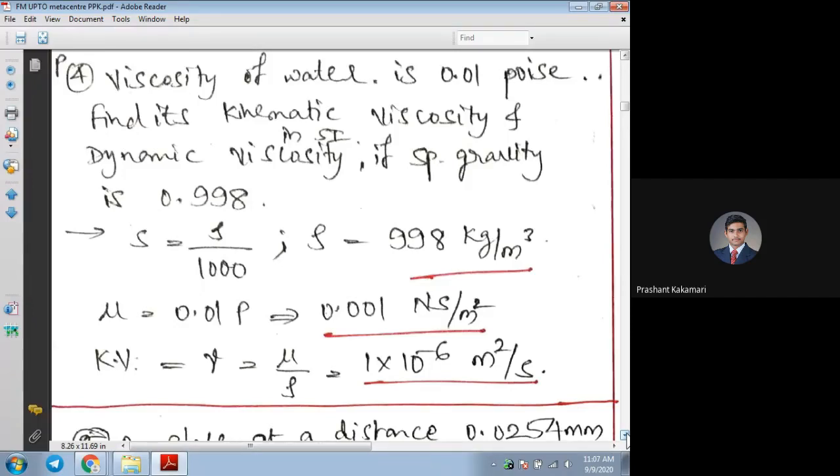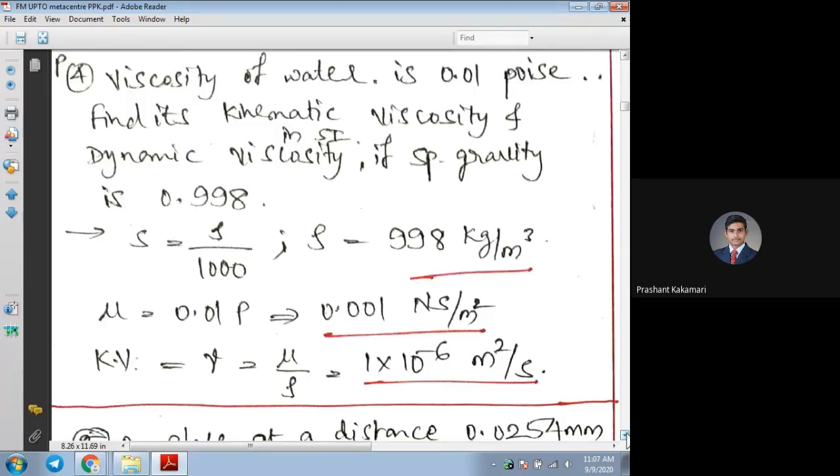So in this problem, no need to rewrite the shear stress or the force relation with respect to viscosity or the relation with the velocity gradient. So directly the viscosity of the water is given here, and we have written it in terms of SI units, that is 0.001 Newton second per meter square.